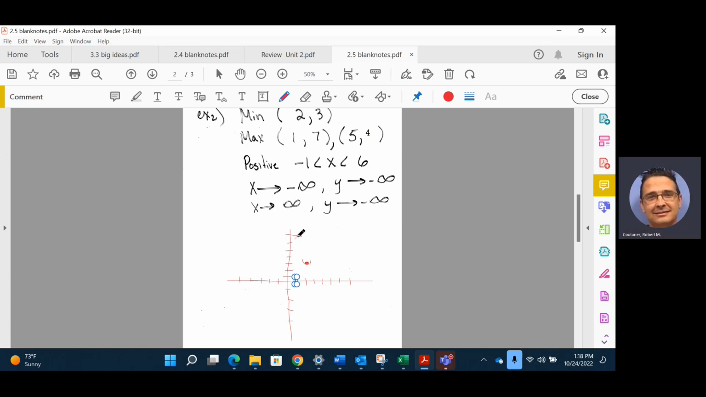That means maximums is you're at the top of some sort of turn. And I have another maximum at the point (5, 4). 1, 2, 3, 4, 5, 2, 3, 4. Right here. Again, there's another turn that's happening here. Okay, what else? It says the graph is positive, or the graph is going to be above the x-axis, in between the values of -1 and 6.